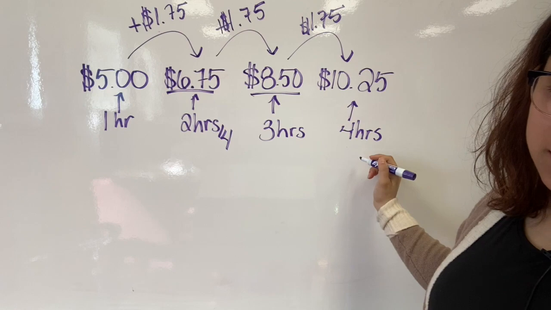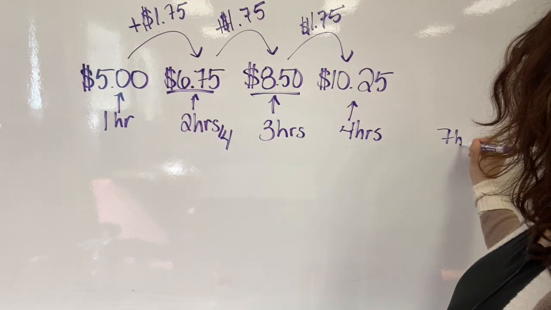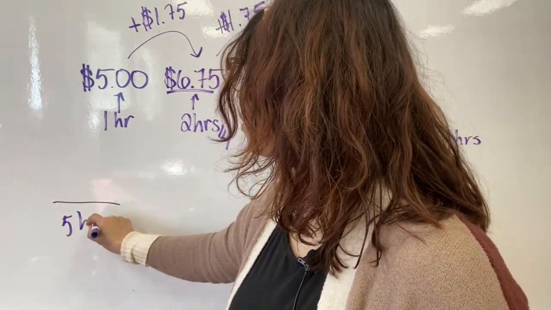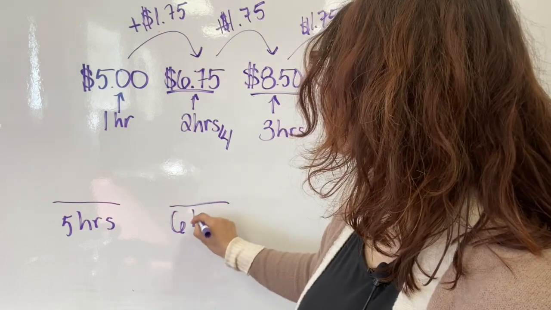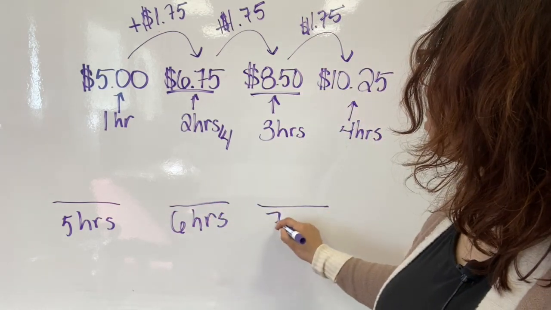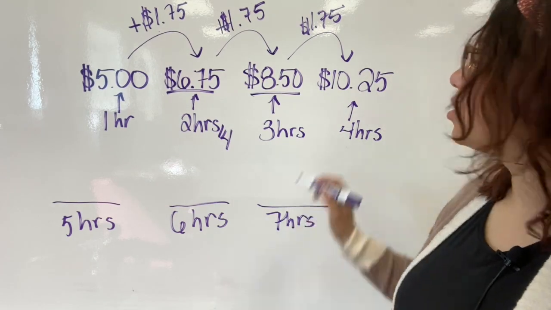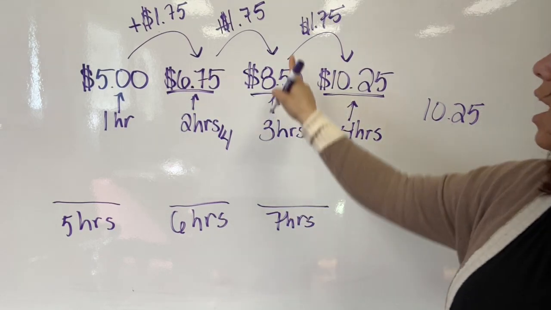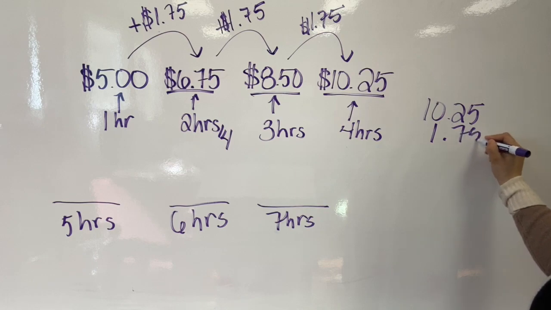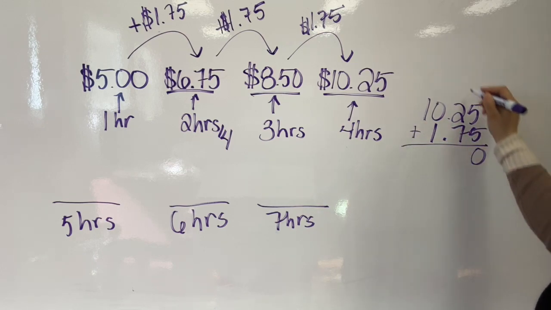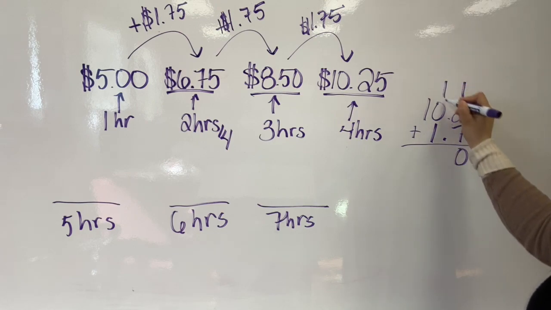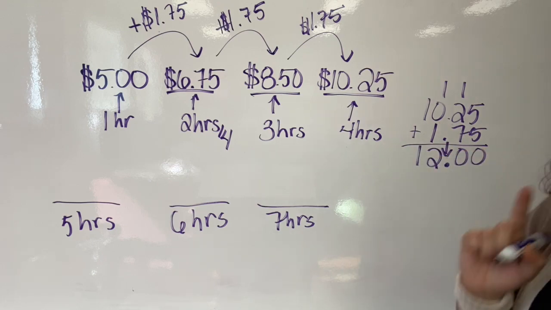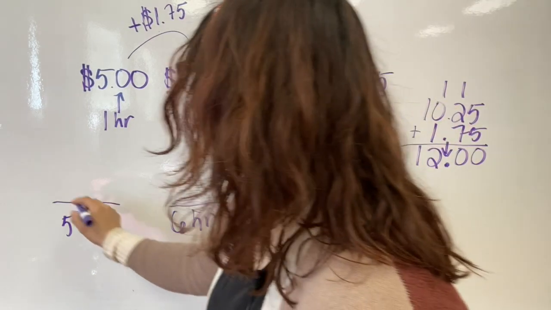Now, we have up to 4 hours of what a rental could be. The problem is asking us how much it would cost for 7 hours. Okay, so that means that we would have something here for 5, for 6, and then this number would be the one for 7 hours. What I'm going to do is take our last number that we had, $10.25, and add $1.75. Bring down. Okay, don't forget your dollar sign when you write your answer, but this is the one for 5 hours.